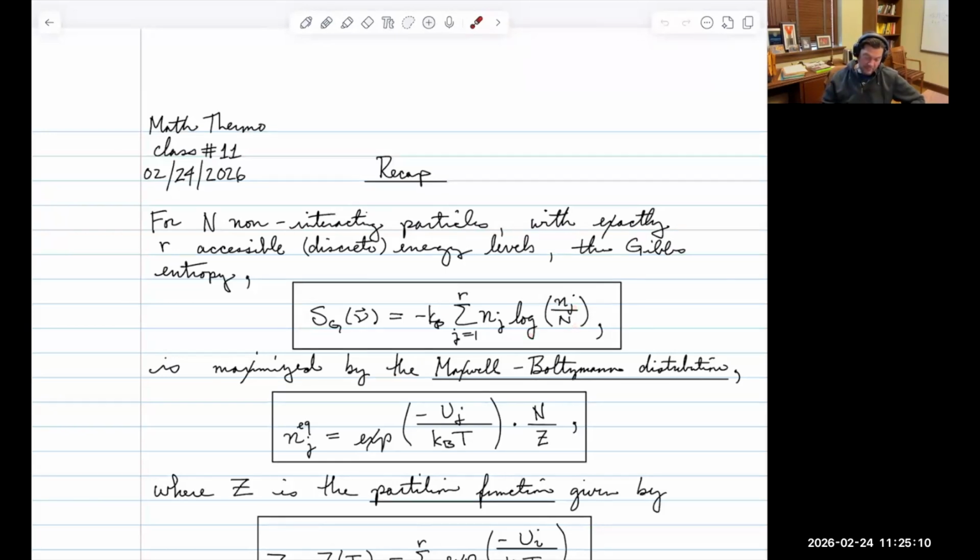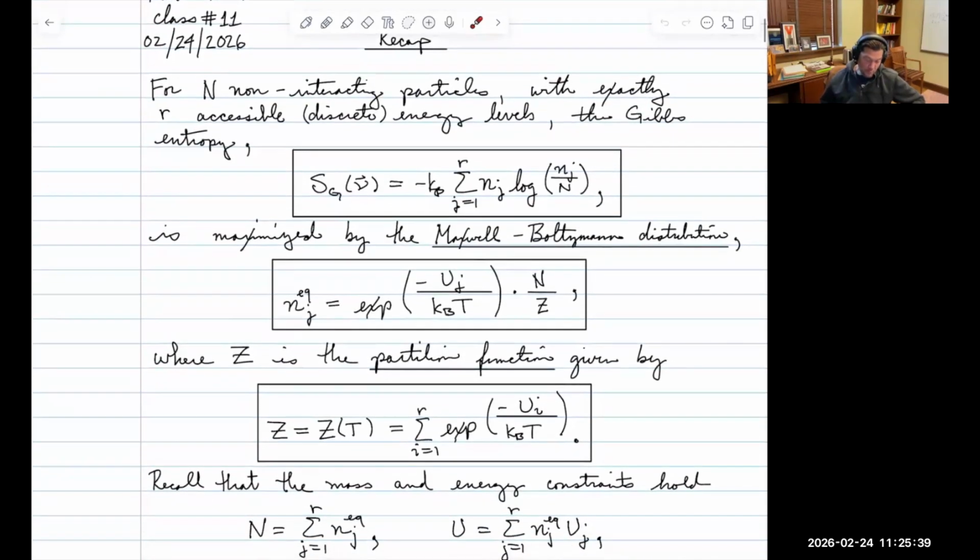So N_j over N is the number of particles in state j divided by the total number of particles. So this is a fraction, and it's a unitless fraction at that. That's what explains the minus sign here, because the log of this number is going to be negative, but the entropy in total should be positive. And of course, we are interested in maximizing the entropy to find the equilibrium state.